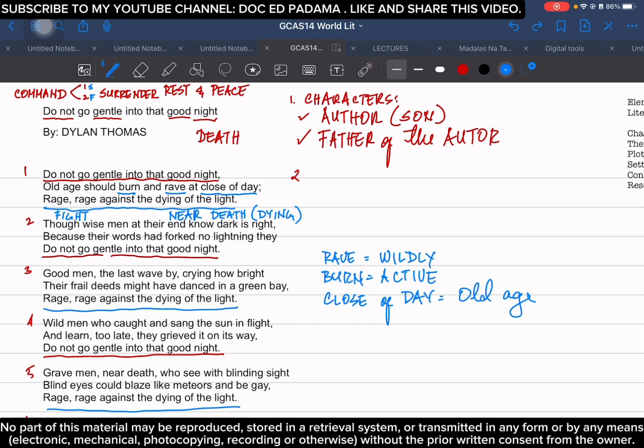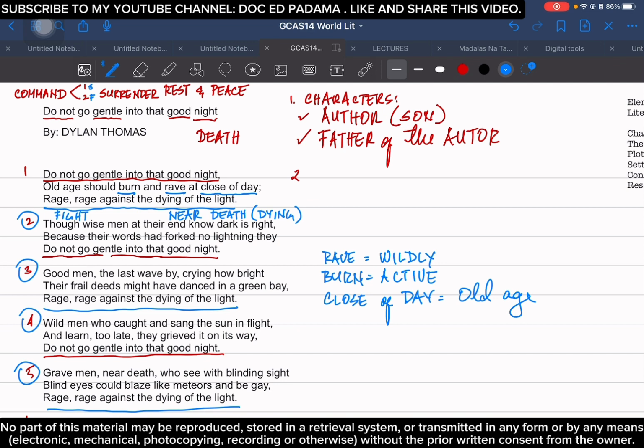Okay, on the second stanza, let's read it first before we analyze. The wise men at their end know dark is right, because their words had forked no lightning. Do not go gentle into that good night. It is in this stanza, starting with stanza 2, stanza 3, stanza 4, and stanza 5, where Dylan Thomas presented the four types of men.